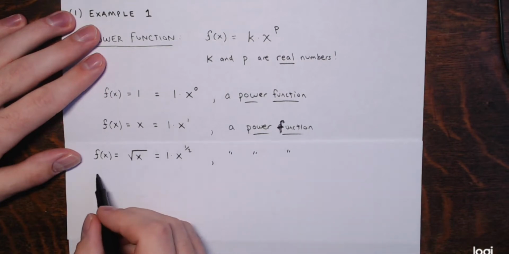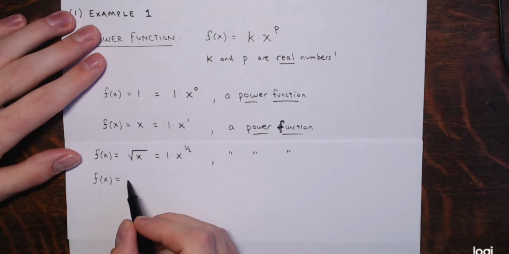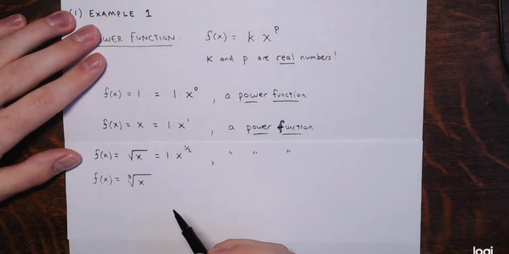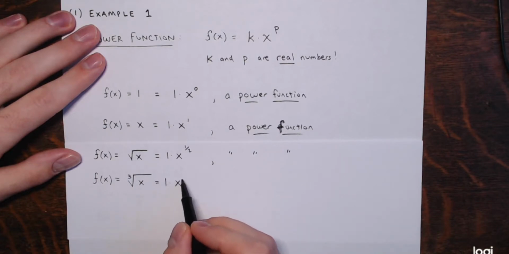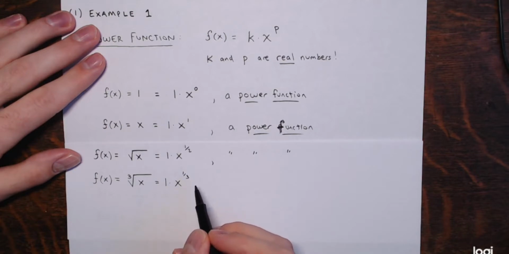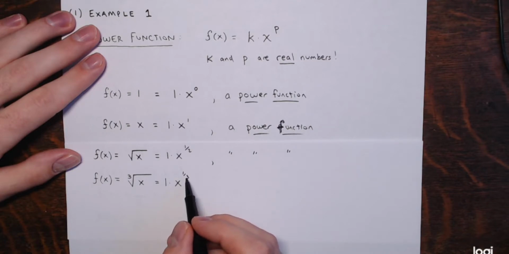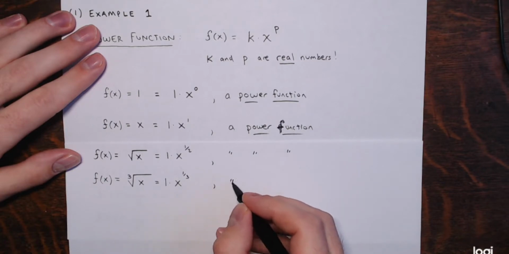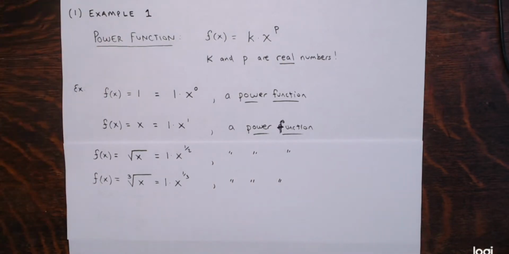And then the final function in that list is the cube root of x. Same thing. This is 1 times x to the 1/3 power. Again, it can be expressed as a number times just the input variable to a real number power. So all those functions in that list are power functions.